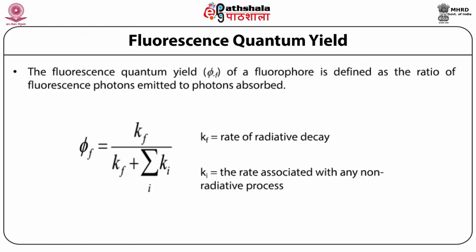Mathematically, the quantum yield is calculated as phi f equals kf divided by kf plus the sum over i of ki. Even though complete prediction of the fluorescence quantum yield of a certain fluorophore is impossible, which would theoretically allow us to design fluorophores with ideal properties, some requirements can be formulated for high fluorescence quantum yields.